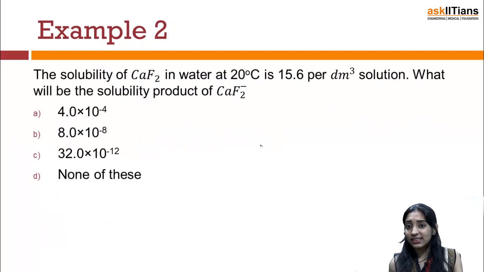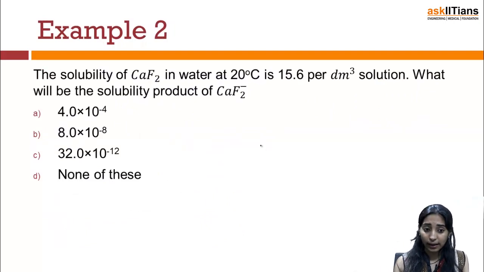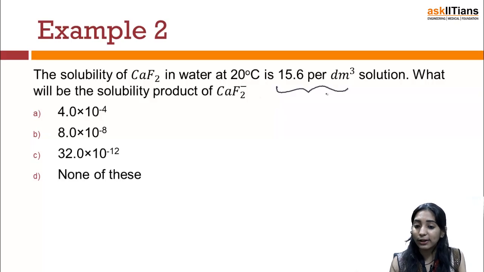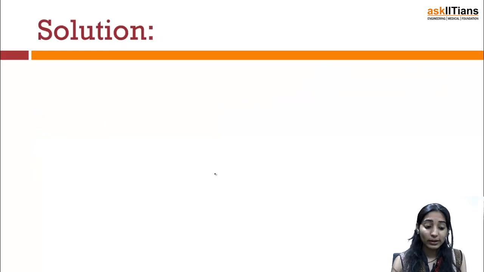Now let's consider another type of question which is generally asked in the exams. The question is: the solubility of CaF2 in water at 20 degrees Celsius is given to be 15.6 milligrams per decimeter cube of solution. Now the solubility has been given in milligrams per decimeter cube of the solution, and he asks what will be the solubility product of CaF2. Since the solubility is given to you, we simply have to find out the solubility product.